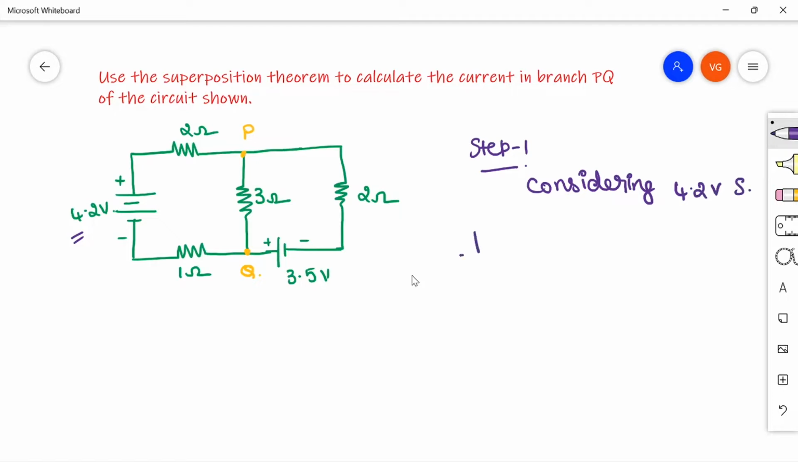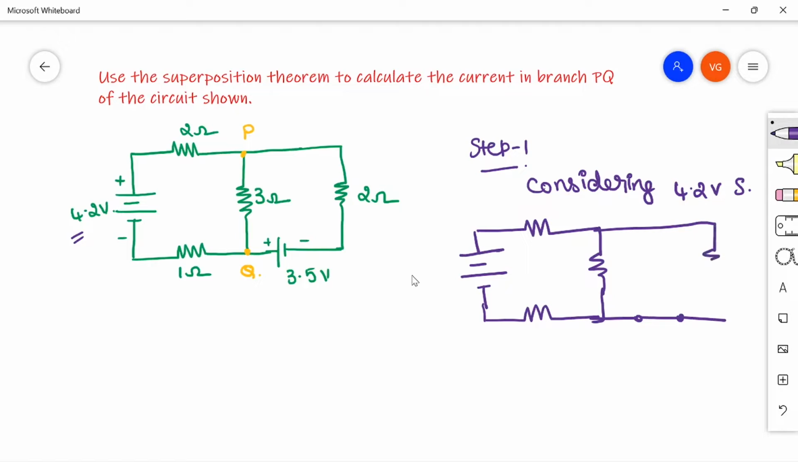Then the circuit will look like this. I am just redrawing the given circuit with short circuiting the 3.5 volts source. So the circuit looks like this. This is 4.2 volts, 2 ohms, 1 ohm, 3 ohm and this I have short circuited. This is 2 ohm. This is PQ. So we need to find out the current that is flowing through the 3 ohm resistor.